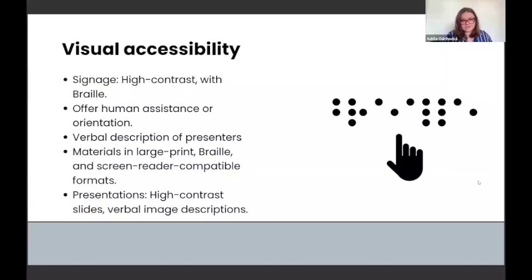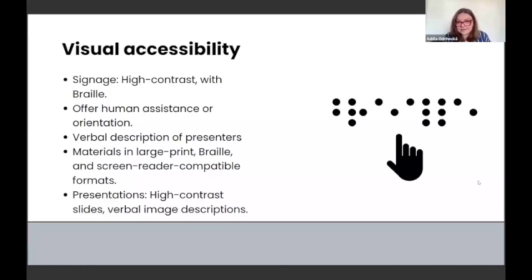Regarding the visual accessibility, it's crucial to ensure that all signage uses high contrast, as James already mentioned, and includes Braille to assist those with visual impairments. We should also offer human assistance or orientation to help individuals navigate the space effectively. And materials should also be available in large print, Braille, and screen reader compatible formats.